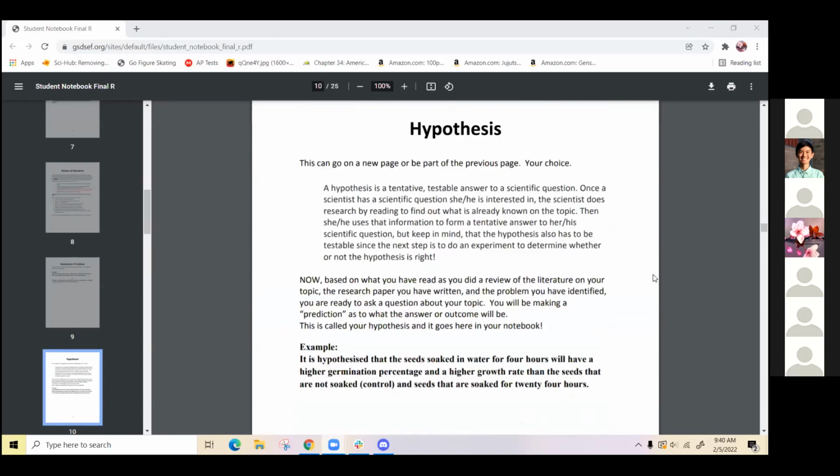And then the hypothesis is where you put your idea. It's normally an if-then statement. So it's a tentative testable answer to a scientific question. So this is the answer that you think will be to the statement of problem. So these two are normally together. The hypothesis is the prediction of what the outcome of your experiment will be.